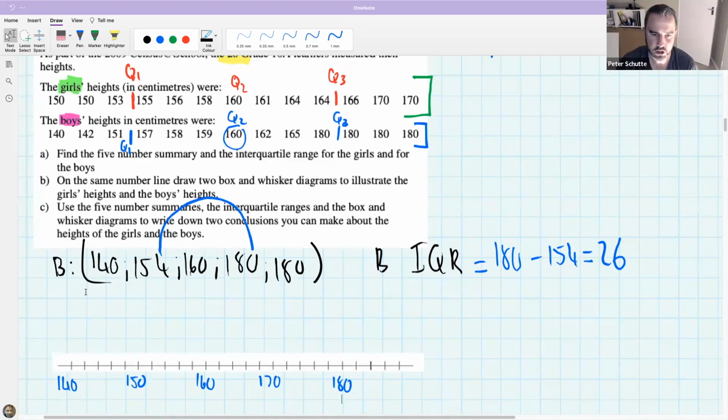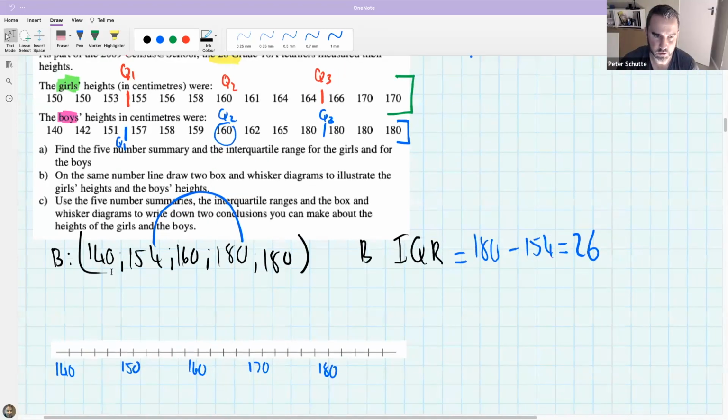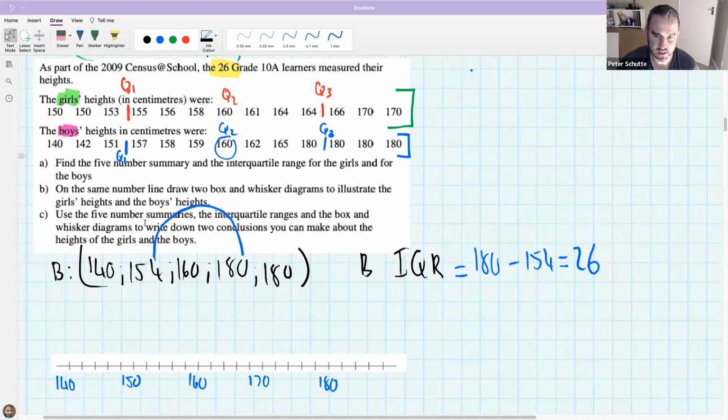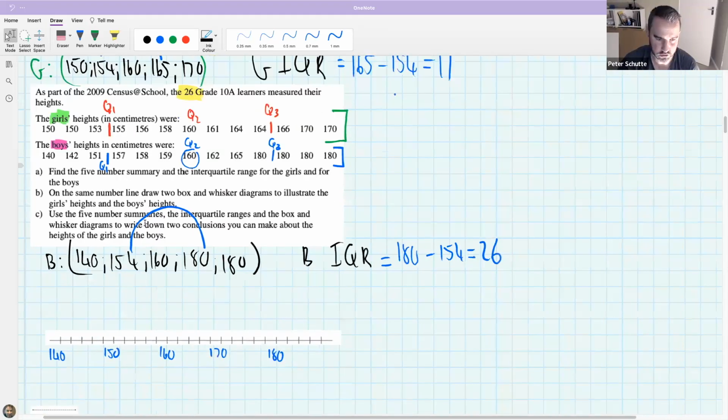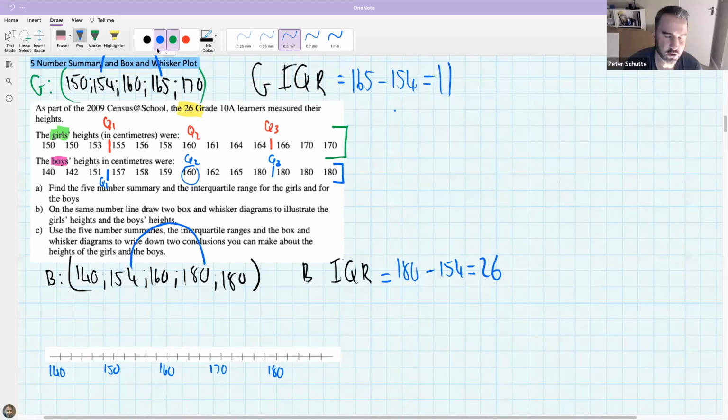And so I'm going to draw the boys' box and whisker plot first, and then I'm going to ask you to draw the girls'. So for boys, let's do the box first. The box is from 154 to 180. So where was that? 2, 4, 6, 8, 10. So 154 would be here, and 180 is all the way up here. And so the box is just going to look like that.